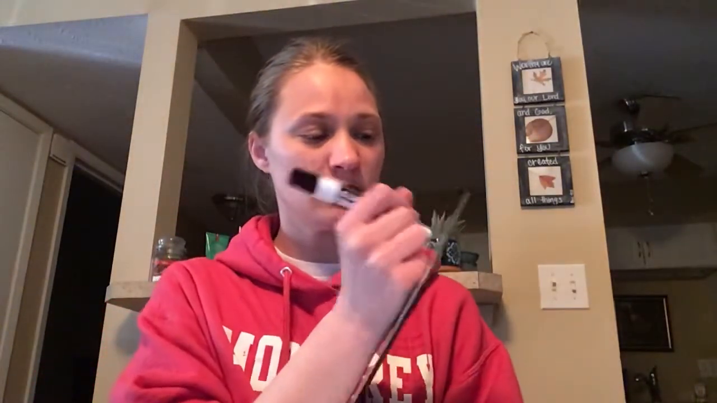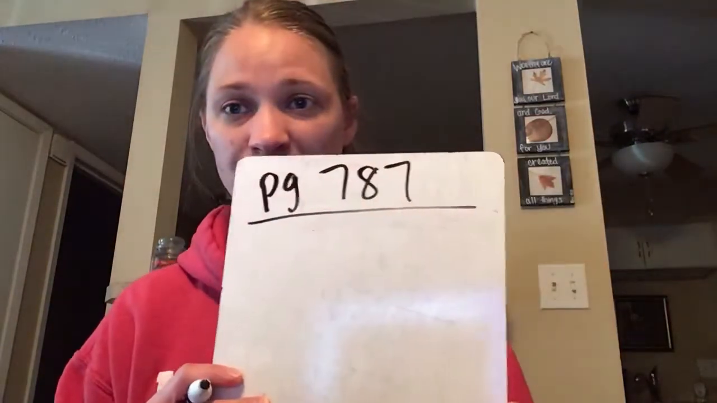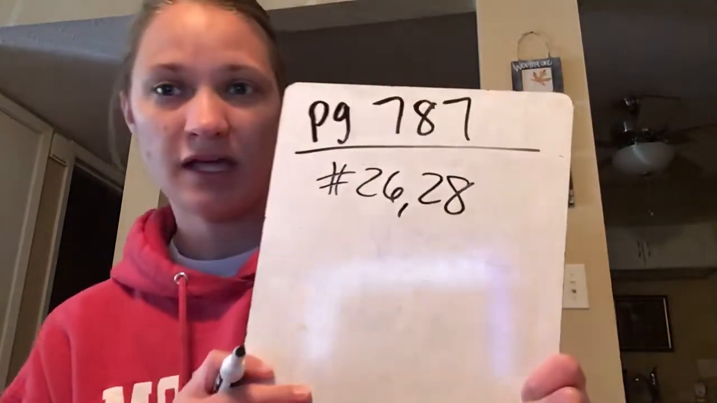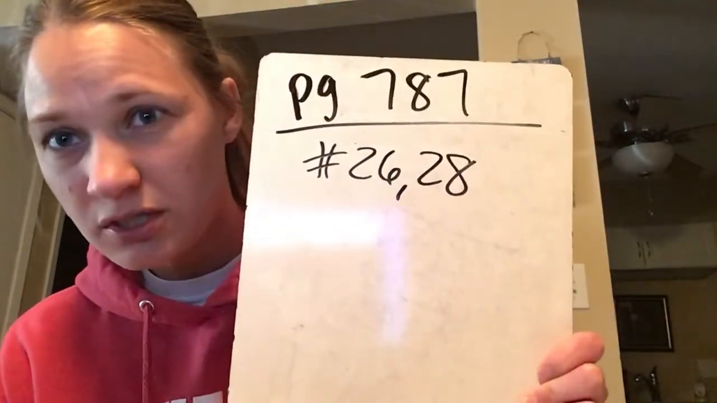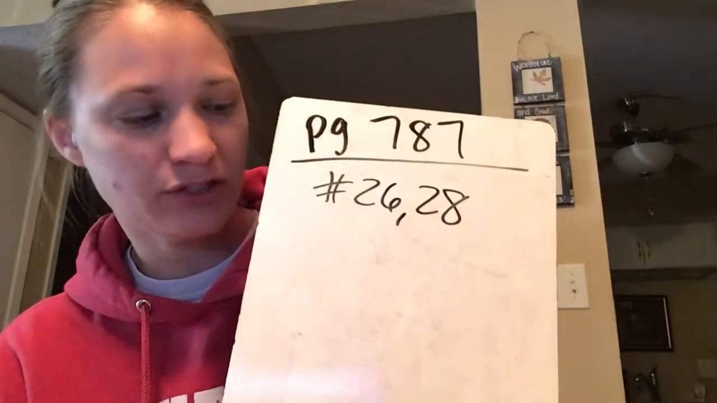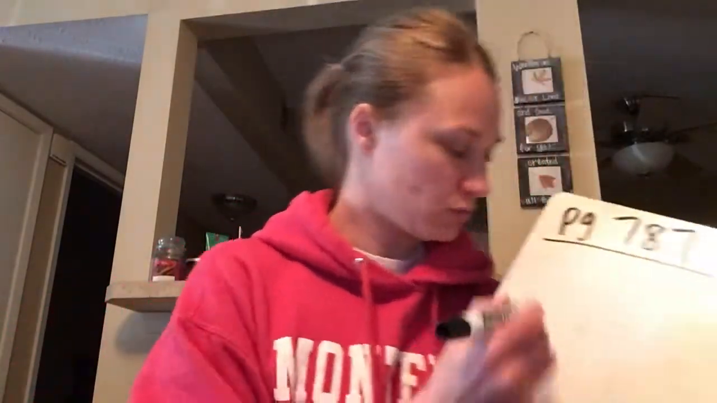So the first lesson we're going to talk about is page 787, and I'm going to give you 2 answers. Okay? And so I'm going to give you the answers to number 26 and 28. If you don't need those and you don't want to pay attention, then just fast forward. But I do want to go through so you know how to do a couple of those. So we'll start with number 26 from 787. I'm just going to write it here.